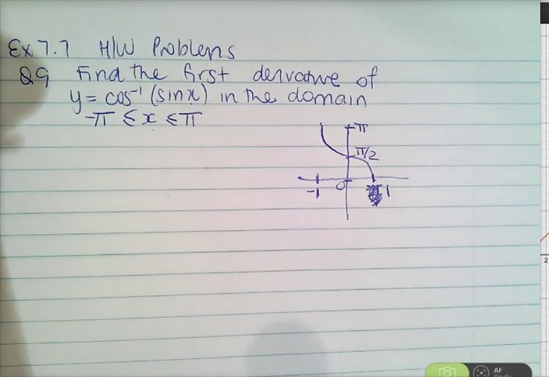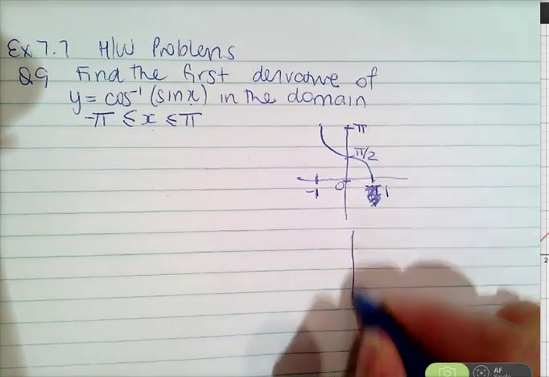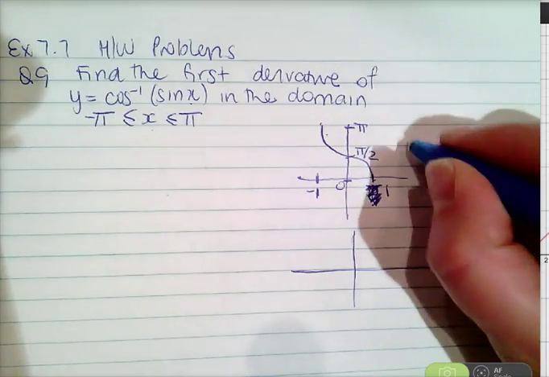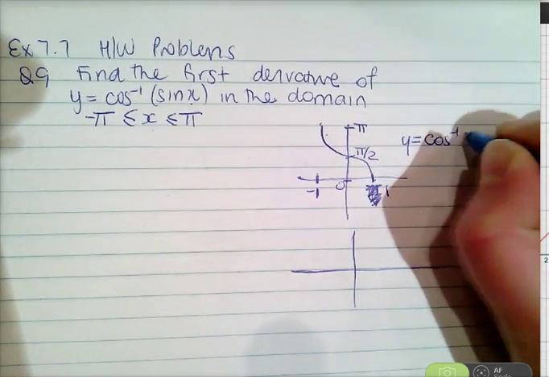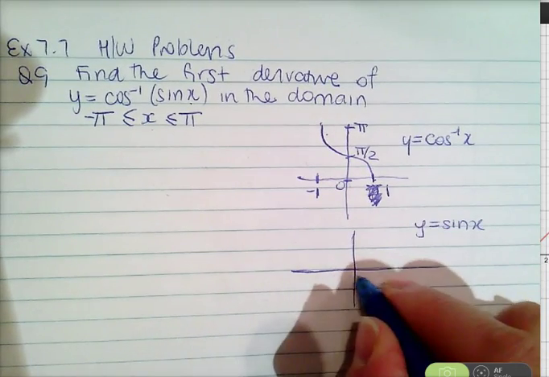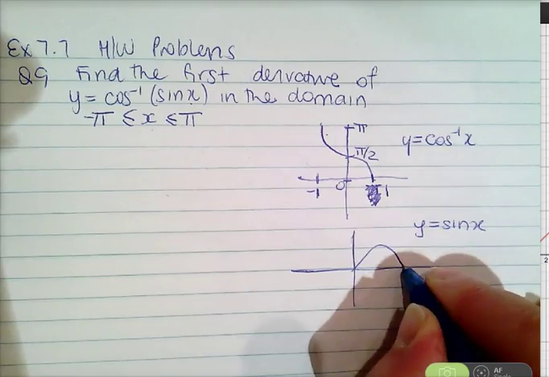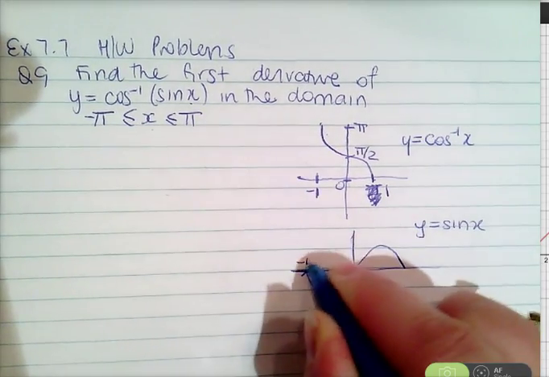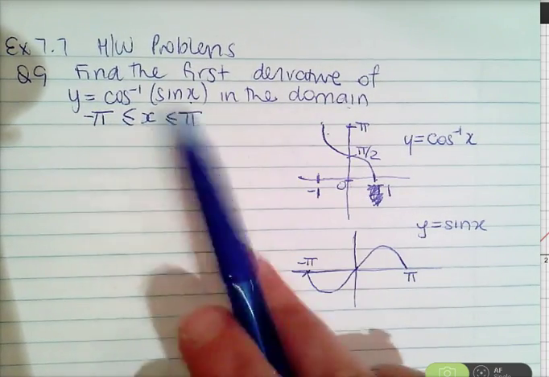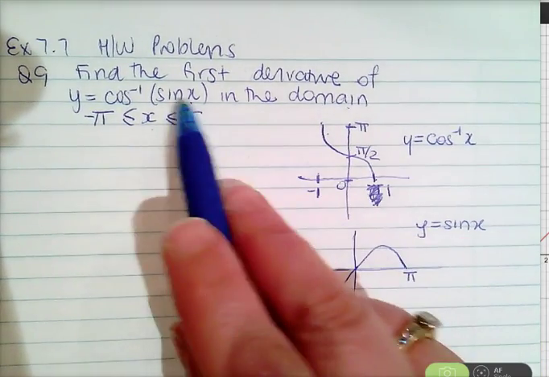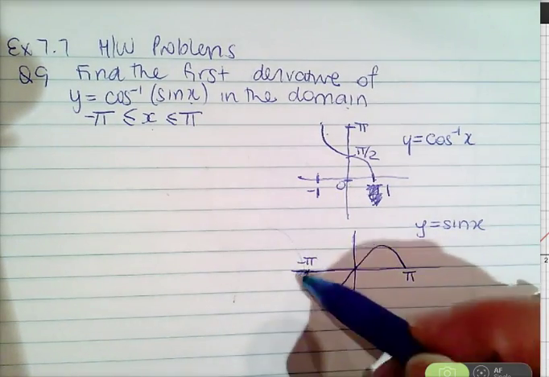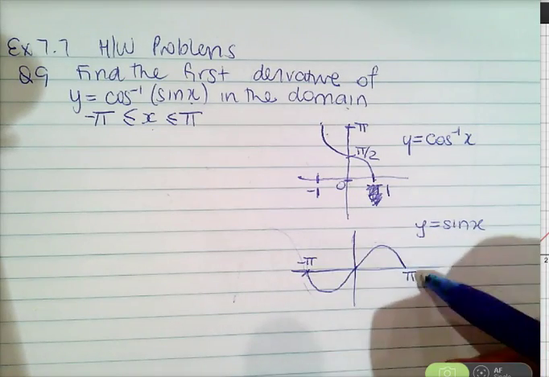Now what I'm going to do here, I'm going to also sketch the sine curve. So here I've sketched the inverse cos curve, so y equals cos to the minus 1 of x. Here I'm going to sketch the curve y equals sine x, but I'm going to sketch this curve from negative pi through to pi, because they're saying to find the first derivative of this function in the domain negative pi to pi. So we know this sine curve is continuous and it goes on forever, so it's fine to do the domain of negative pi to pi for the sine curve.